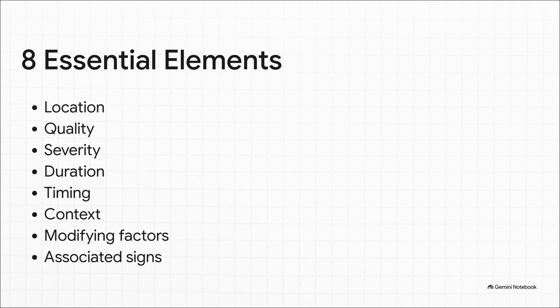You need to elicit location and quality. So where exactly is the problem, and is the pain sharp, dull, or maybe aching? Next, look at severity and duration. Have them rate the pain on a scale of 1 to 10, and find out how long this has actually been happening.